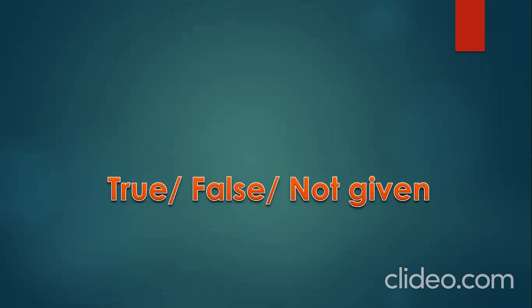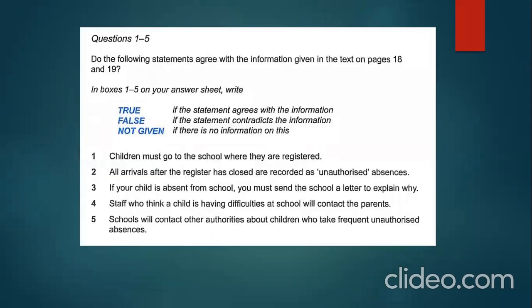It is also described as yes, no, or not given type. In this, most of the people struggle. You should know the difference between true, false, and not given, and how to distinguish it. How to distinguish if the information is not given, or if it's given, is it true, exactly the same, or false, exactly the opposite. This is what the true, false, not given type looks like.